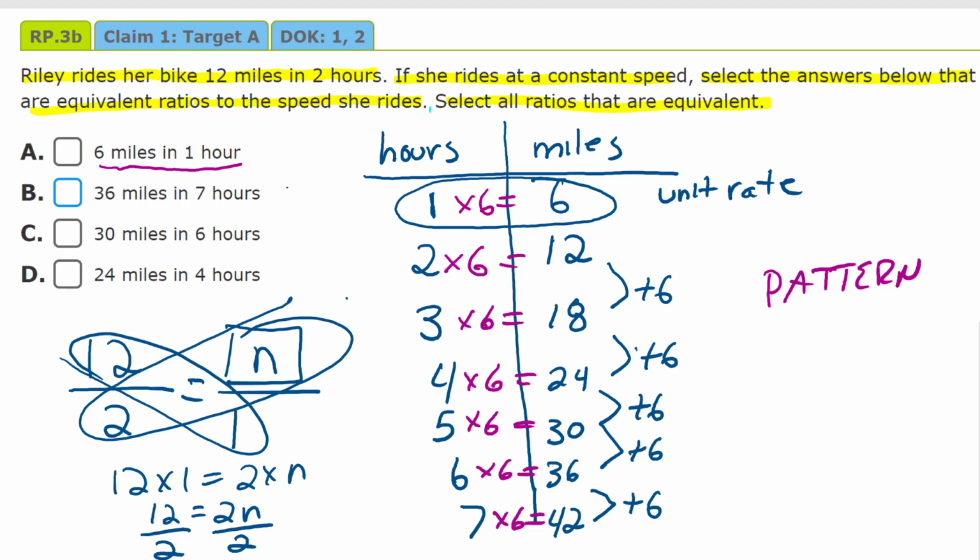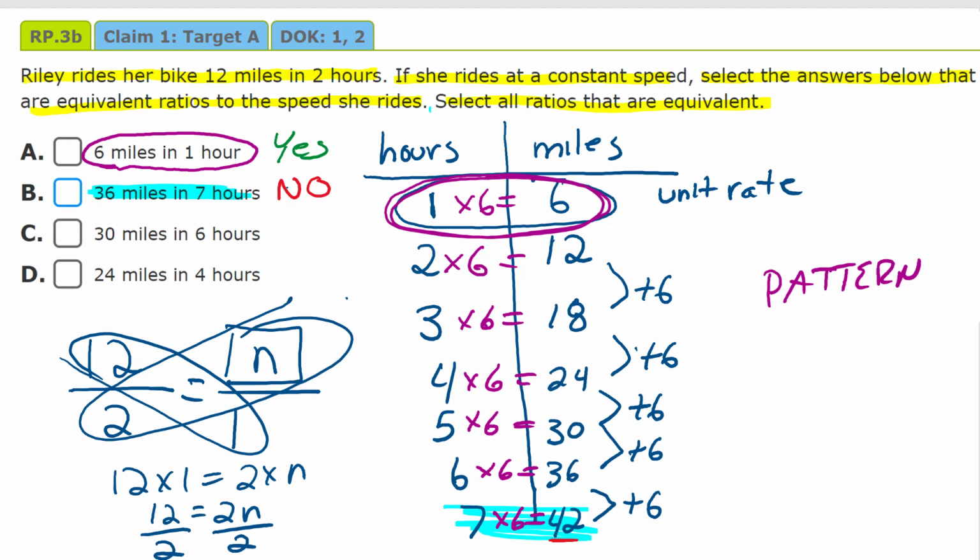So on A, we have 6 miles in 1 hour, and we see that right here, there's 6 miles in 1 hour. And now let's look at B. B talks about 36 miles in 7 hours. Well, we're going to compare it down here, and what we have is 42. So where A was a yes, B is a no, because in 7 hours it's 42 miles.